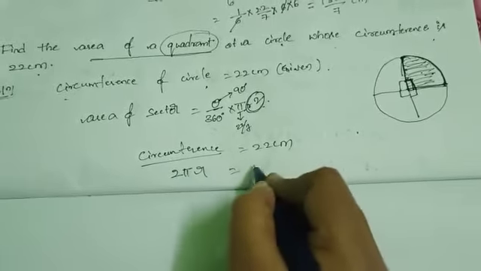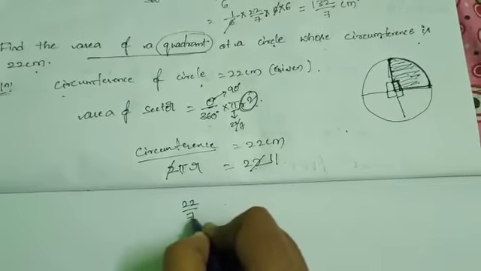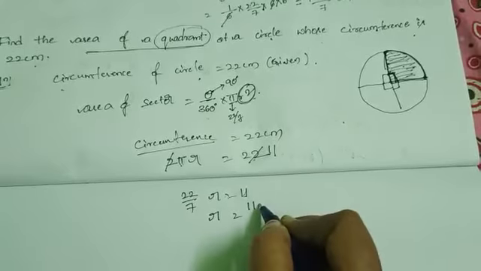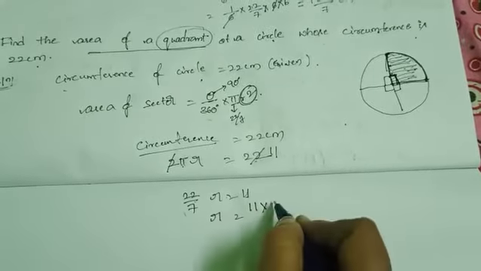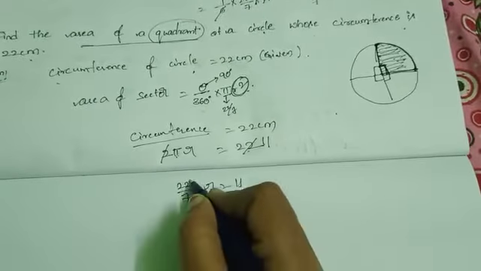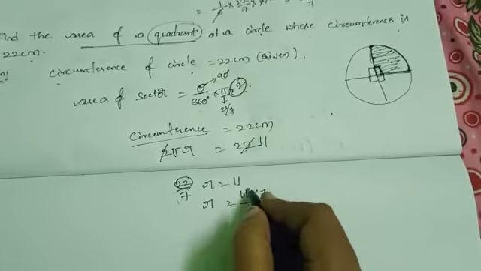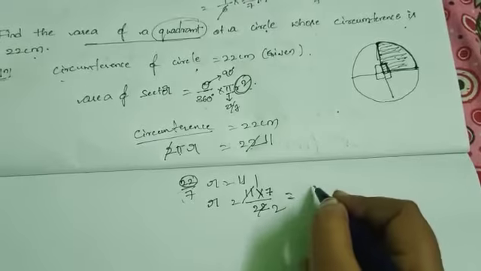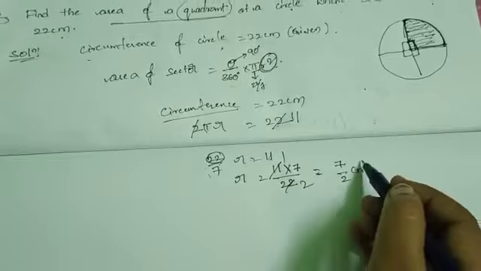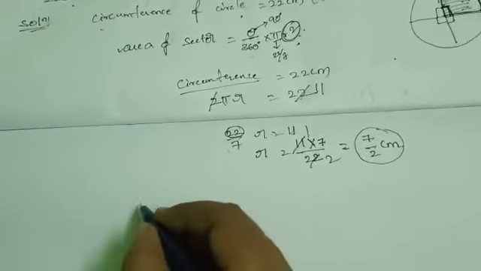What is the formula for circumference? 2 pi r equals 22 centimeters, so pi r equals 11. Pi value 22 by 7 into r equals 11. R equals 11 into 7 by 22, which becomes 7 by 2. 11 ones, 11 twos. So the radius of the circle is 7 by 2 centimeters. Substitute in the formula for area of the sector.